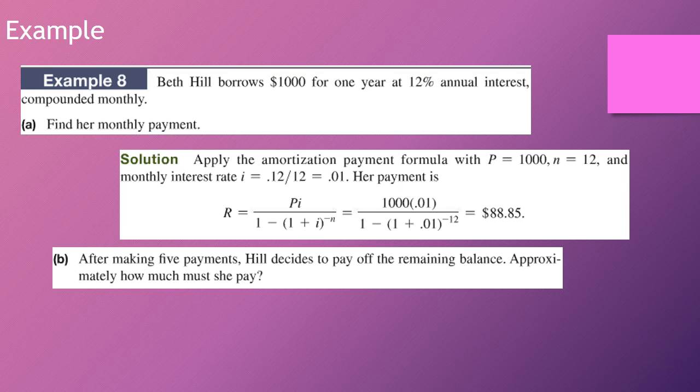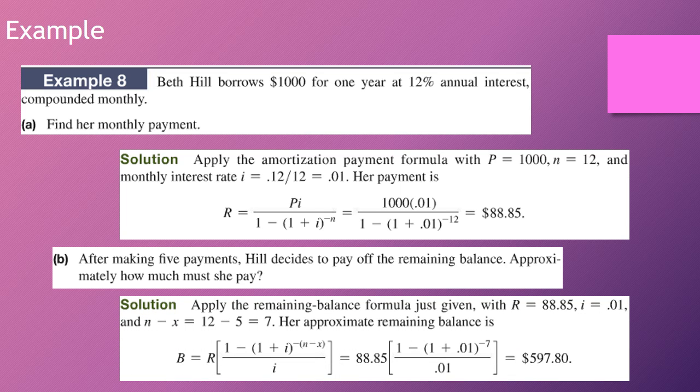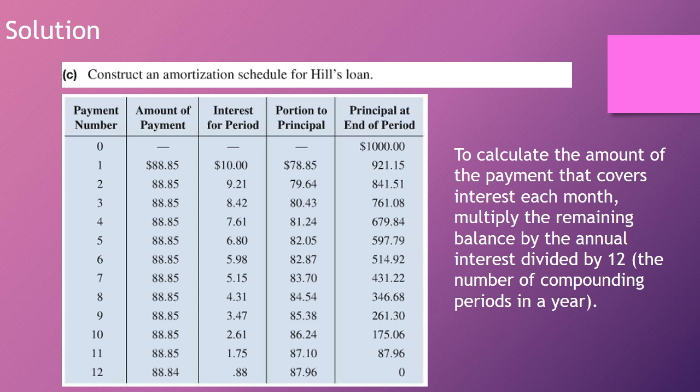Here's the first part, putting our information into the formula. We find, using the payment formula, that she will have to pay $88.85 per month. And then for part B, using our remaining balance formula, she has $597.80 remaining. There is a part C to this, and that is to construct an amortization schedule. I went ahead and put it up here because we haven't really talked about that. Here's what the schedule looks like.